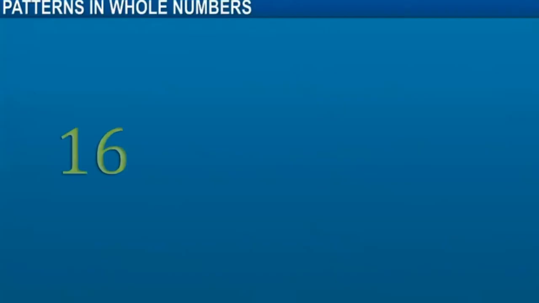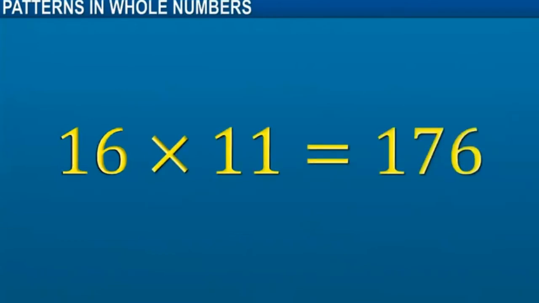The product of 16 and 11 is 176. First they have done 16 into 11. This is normal multiplication. When we do normally, 16 into 11 will get you 176. Now we can do it in a different way.